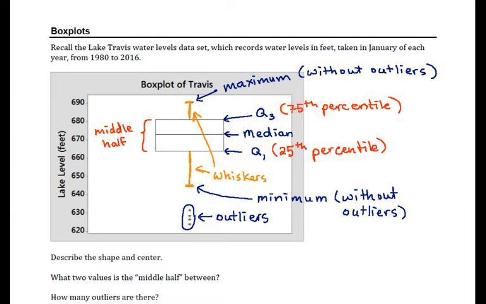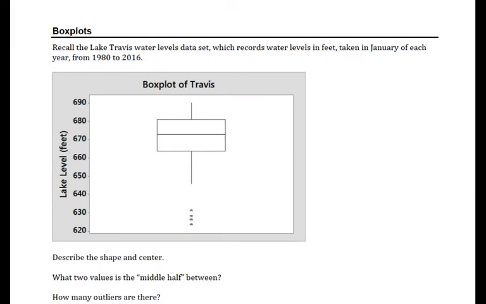So looking at this, we can describe the shape and center of this distribution. I'm going to clear all of this before we go on to answer these questions, just so that we can mark it up again. To describe the shape and center, first of all, the center that's easy to see here is the median. And I'll estimate its value at about 673.